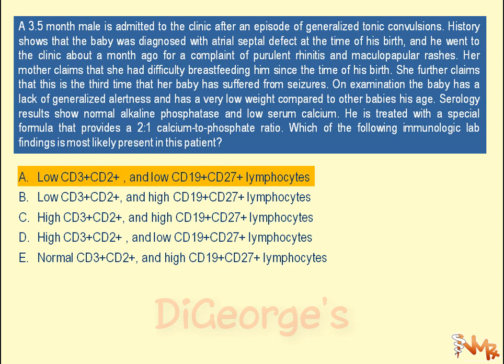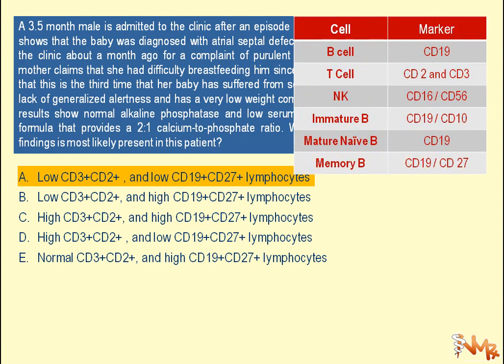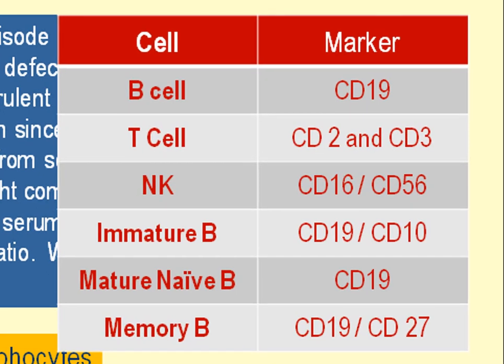In these patients, we have low CD3, CD2 positive cells. These are T lymphocytes, and we have low CD19, CD27 positive B lymphocytes that are mature B lymphocytes. To orient you a little, it's a good idea if you can remember these CD markers for your examination.